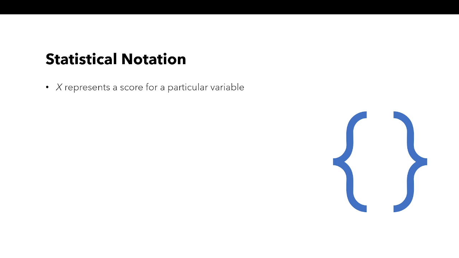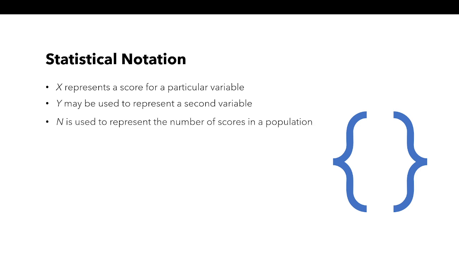So X represents a score for a particular variable. When we're talking about one variable, its individual score is represented as X. Y may be used to represent a second variable. Capital N is used to represent the number of scores in a population. Lowercase n is used to represent the number of scores in a sample.